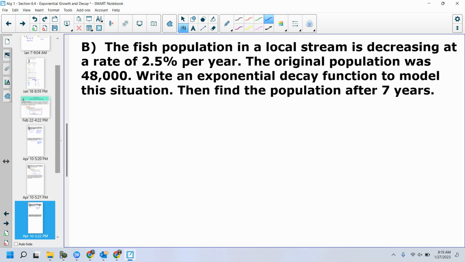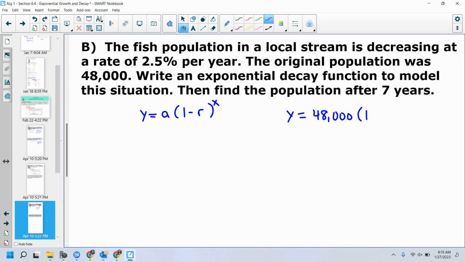The fish population in a local stream is decreasing at a rate of 2.5% per year. The original population was 48,000. Again, right there I can stop and say, I know this is exponential decay. I don't need that next sentence to tell me that. Y is equal to a times 1 minus r to the x. All right, so what is my a value again in this case? What's my a value, Izzy? 48,000.